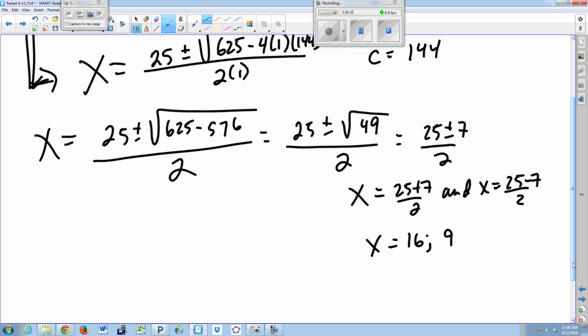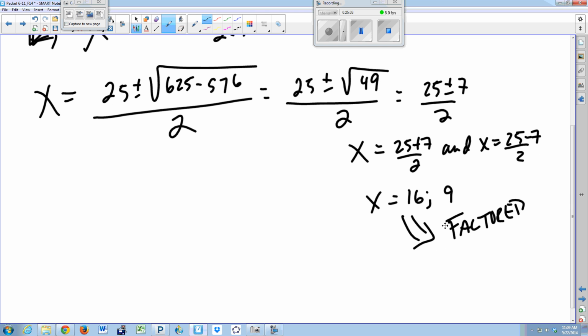So this actually came out, your answers are rational. In fact, they're integers. Anytime you solve a quadratic equation and you get rational solutions, that tells you something. This tells me that you could have factored your original equation, the expression on your left side, or your right side, whatever side it's on. That tells me I could have factored it. What would the factors have looked like if x is 16 and x is 9?